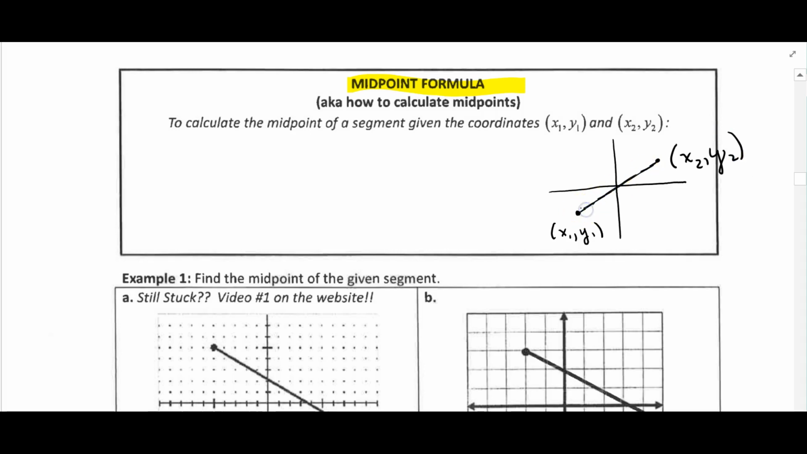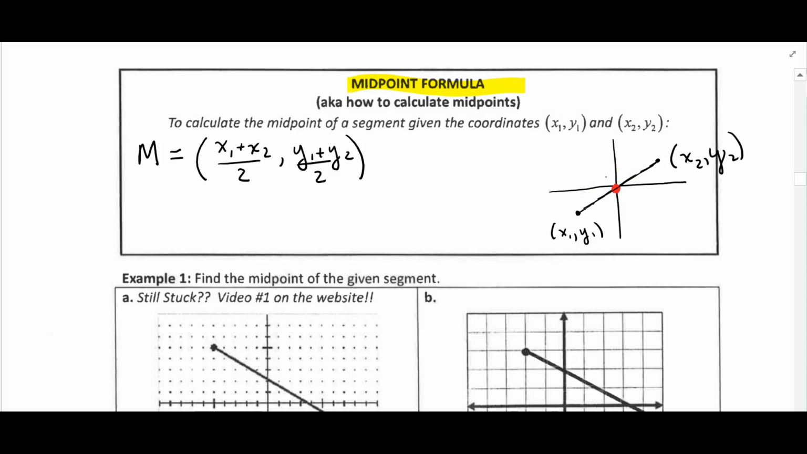And what we want to do is find the point, we'll just estimate it here, that's right in the middle. In order to do that, I like to use a capital M for midpoint. So to find the coordinates of that midpoint, we're going to add the two x values and divide by 2, and we're going to add the two y values and divide by 2. And that'll give us the new coordinates of this point right in the middle.